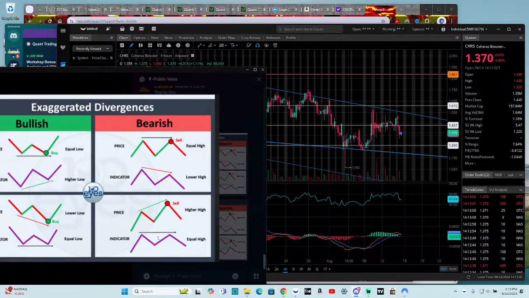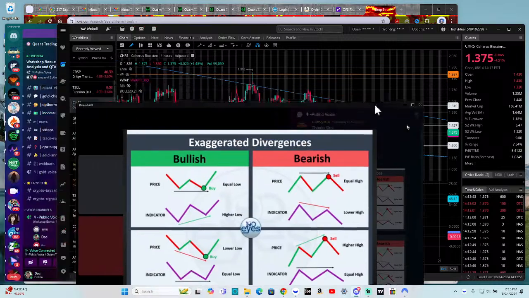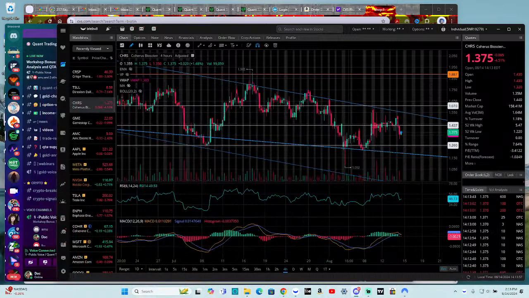So now we have the flat RSI and a lowering price action. So this doesn't work out to be bearish, and it doesn't work out to be bullish. This is a non-data event, I guess you want to call it event or situation. But it's just something to keep in mind when you're looking at price action.